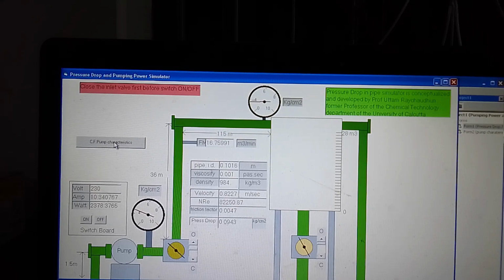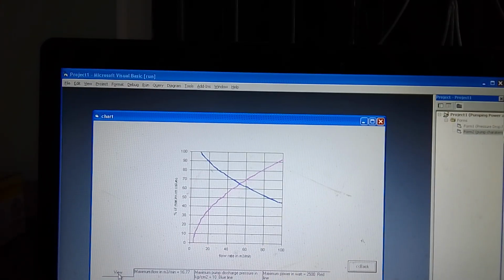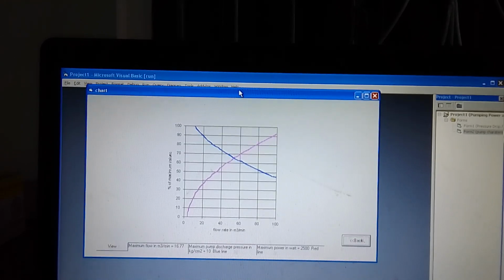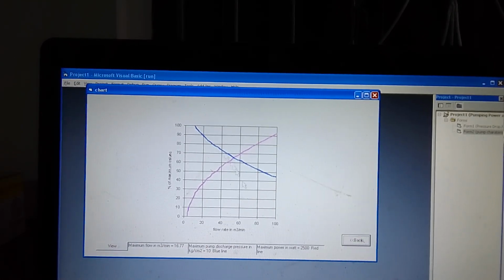By this time we have also drawn a curve here. You can see the curve. That blue line is the discharge pressure of the pump, which falls as a percentage of the maximum 10. Here it is around 10, and then it falls to 9, 8, like this. It is falling up to a pressure above 4 kg per centimeter square, but below 5. Here you will get the maximum flow rate, which is 100% of the flow rate, around 16.77 meter cube per minute.